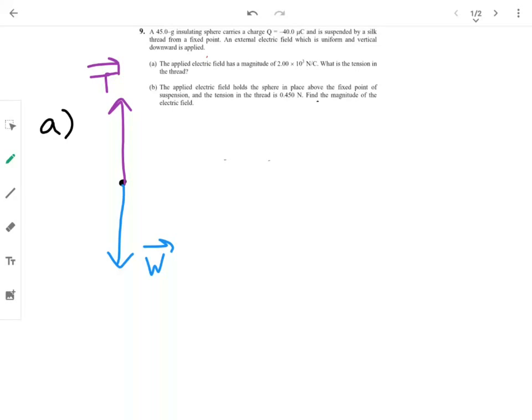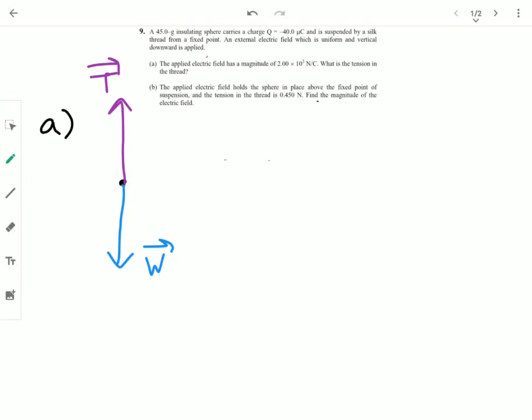Let's do number 9 now. A 45 grams insulating sphere carries a charge Q equals minus 40 microcoulombs and is suspended by a silk thread from a fixed point. An external electric field which is uniform and vertical downward is applied. Part A says, the applied electric field has a magnitude of 2 times 10 to the power of 3 Newton per coulomb. What is the tension in the thread?